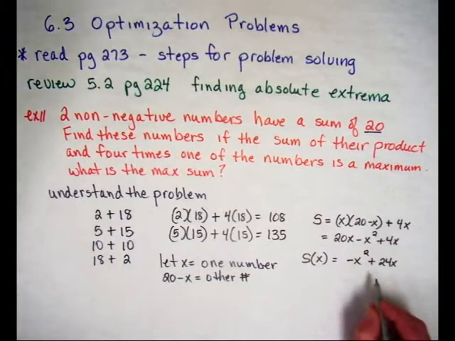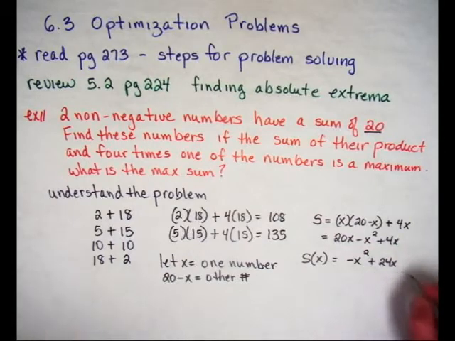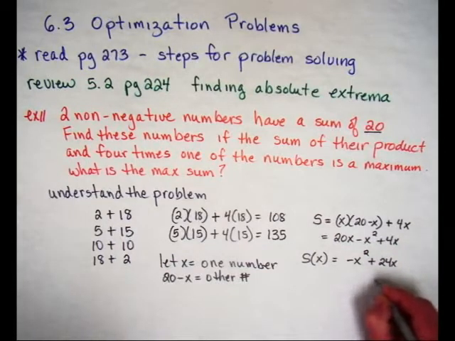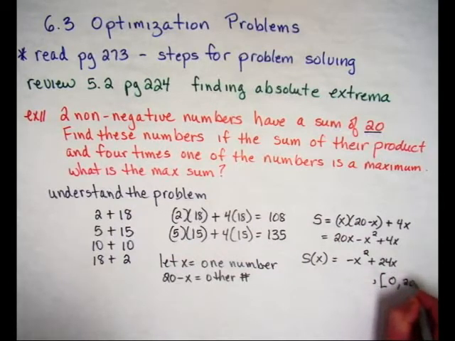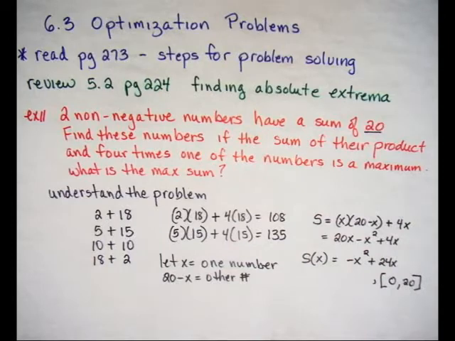Now this would be a parabola, and if we drew the entire parabola, it would be unbounded. But we are told that there are restrictions on the domain. The number has to be 0 would be the smallest number, and 20 would be the biggest. So we have to identify the restrictions. Our restrictions here would be square bracket 0 and 20. It might turn out that the best answers to pick would be 0 or 20.